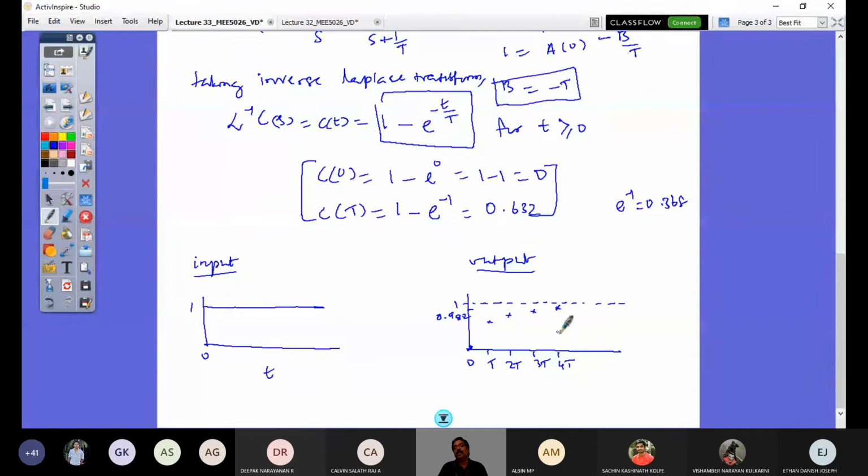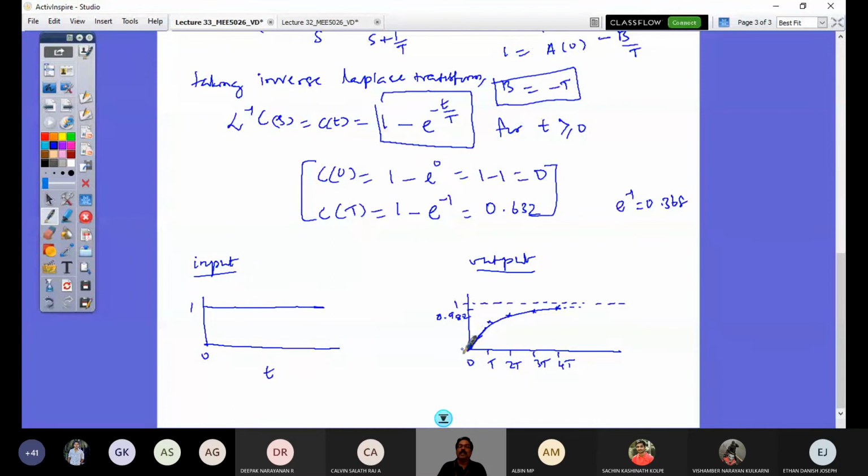If my T value is smaller, this would happen very quickly. So that is what this would be. This is my response, and that response is going to reach this value of 1 asymptotically as the t value increases. So here is what I have as my slope. If I draw this, that's going to be here. So this is the slope.